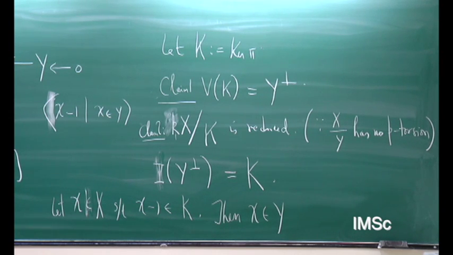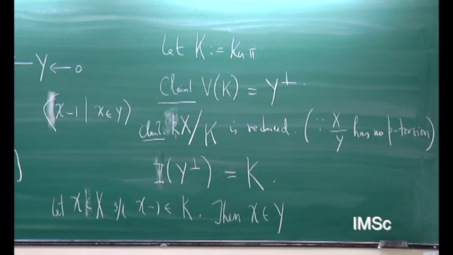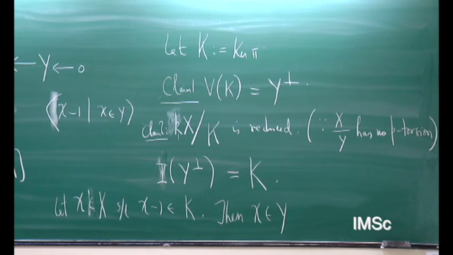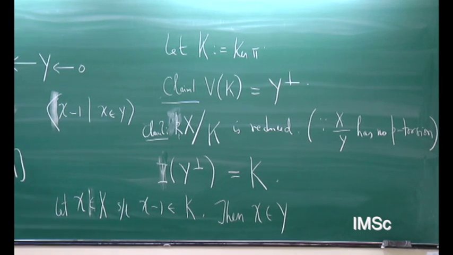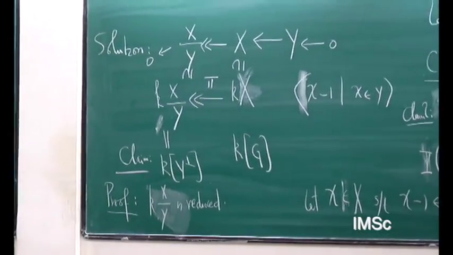The point of the claim being, if chi minus 1 belongs to K, then when I think of chi bar as a restriction to Y perp, it is trivial, which means it's in the kernel of this map, which means it belongs to Y. This is what I'm claiming.